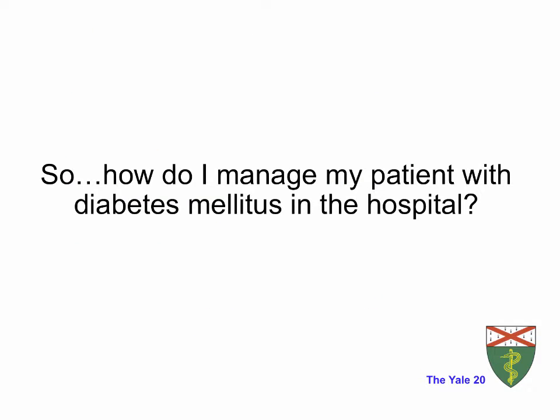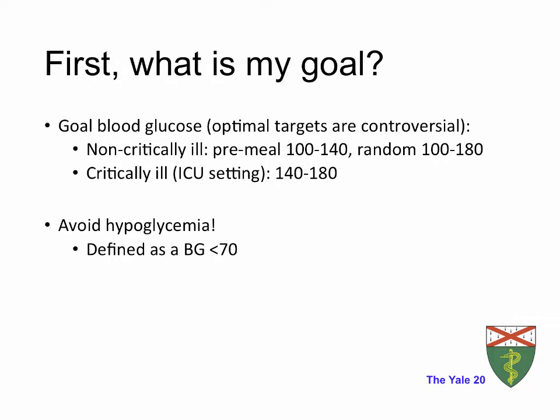So finally, how do I actually manage my patient with diabetes in the hospital with all of that information that we just talked about in mind and the review of the physiologic or endogenous insulin production? And before we do that, I just want to briefly review our goals. So our typical goal blood glucose for patients is roughly 140 to 180. And the optimal targets are controversial. Really, as we talked about earlier, we just want to avoid extremes. So avoid hypoglycemia and avoid hyperglycemia. And the typical target that we use is roughly 140 to 180, as you can see here.